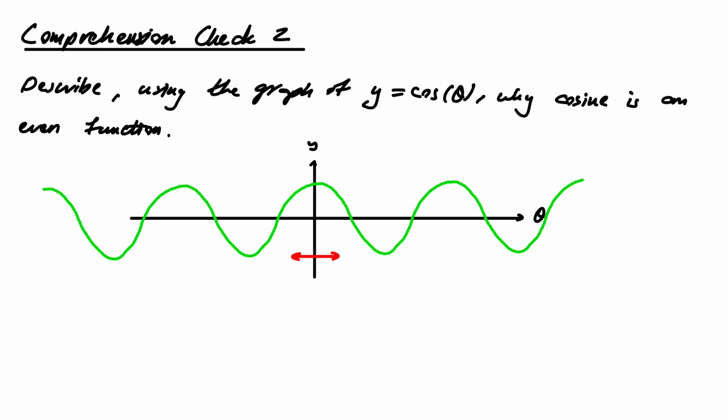For the sine graph, you could spot that it was an odd function because it would have rotational symmetry about the origin, rotating by pi. But that would make it odd, and this is even, so it has reflective symmetry. So we can see the following.